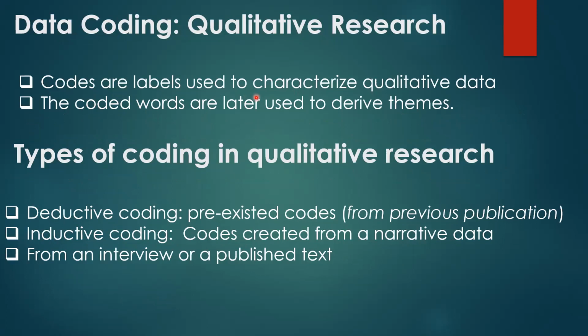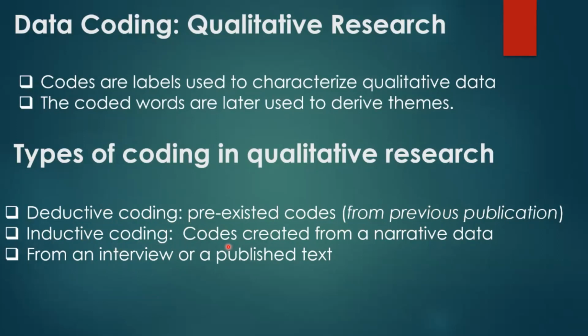I've already said codes are labels used to characterize qualitative data, and I've already mentioned the types of coding in qualitative research. There are basically three types of coding. We have deductive coding, which uses pre-existing codes. If you are using pre-existing codes, maybe from a previous publication or a book, you want to interview people, but you already know the coded words you are going to use to analyze the text obtained from these people. So we call that deductive coding.